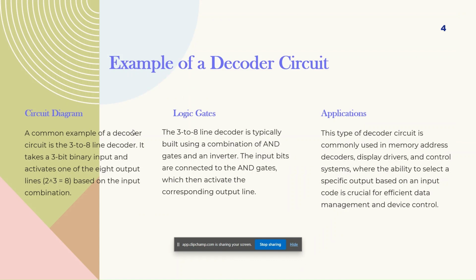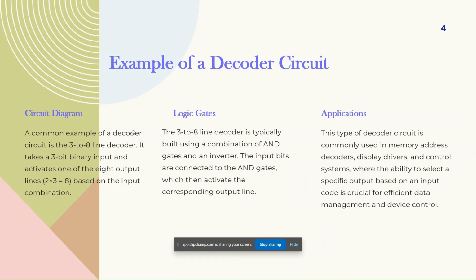Logic gates. The 3 to 8 line decoder is typically built using a combination of AND gates and inverters. The input bits are connected to AND gates, which then activate the corresponding output lines.